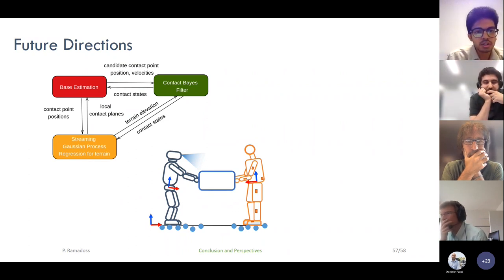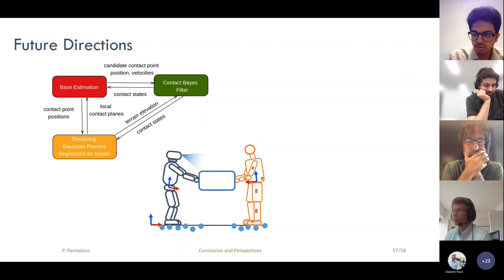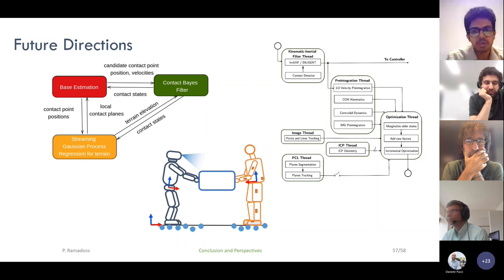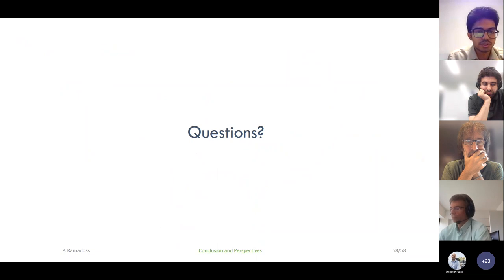more contact aware, by including improved contact inference strategies and terrain mapping capabilities. While this low-level framework can become a part of an even bigger hierarchy, which combines perception and centroidal state estimation within a single factor graph-based optimization framework. And this can give us a full-fledged state estimation framework for human-humanoid collaboration. And this concludes my presentation, and I'm open now for questions.